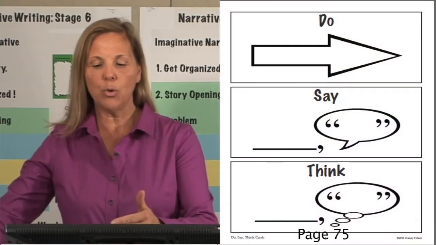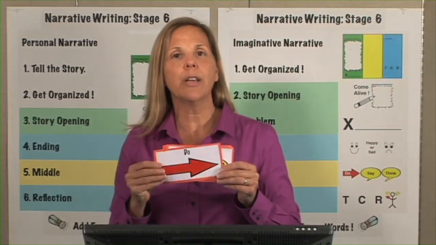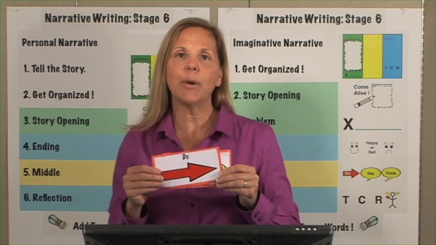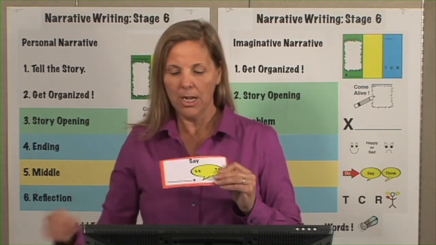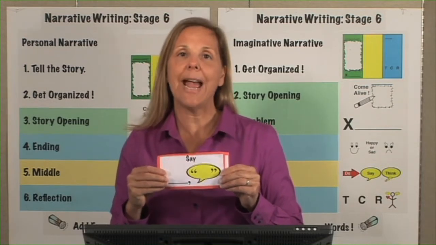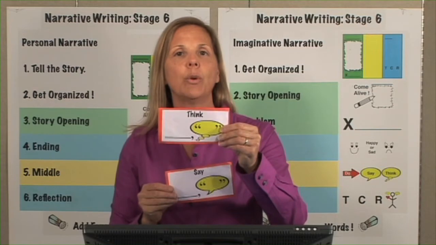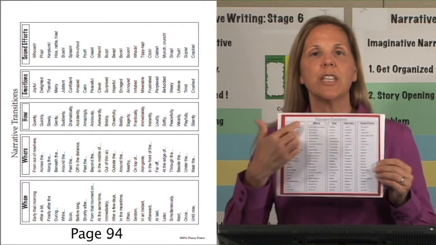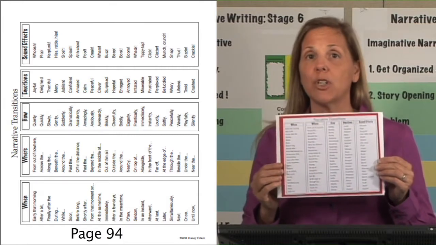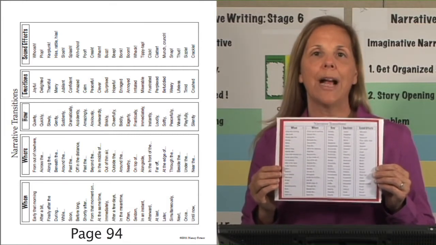You will find the do, say, think cards. When we're writing our personal narrative, the types of sentences that we can write could be actions, where a character is going to do something, or different types of reactions, and those are sentences where we could have dialogue or reveal the character's thoughts. The narrative transition card. Notice the different columns that have different transitions that children can use to start sentences all throughout their story.